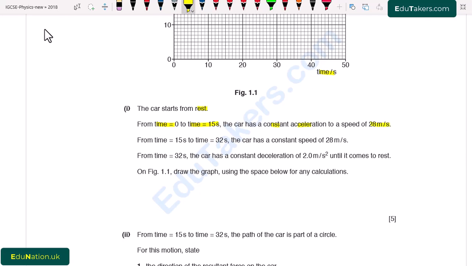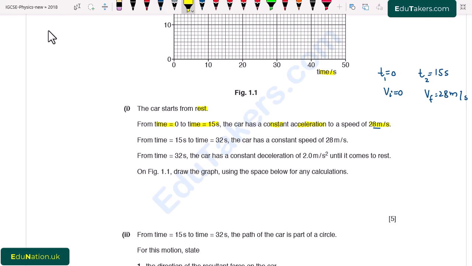So first of all, here we are given two things. In first part, when time t is equal to 0, and second time, I consider it as t1 and it is t2, second time is 15 seconds. So first of all, initial velocity of body is equal to 0 because car is at rest. And second, its speed is 28 meter per second. So I write here Vf is equal to 28 meter per second. And we have to draw on the graph for constant acceleration.